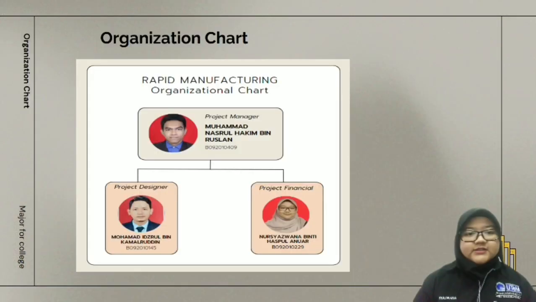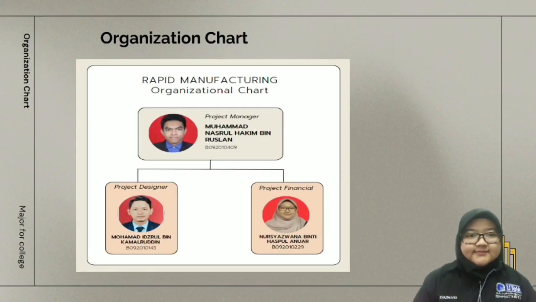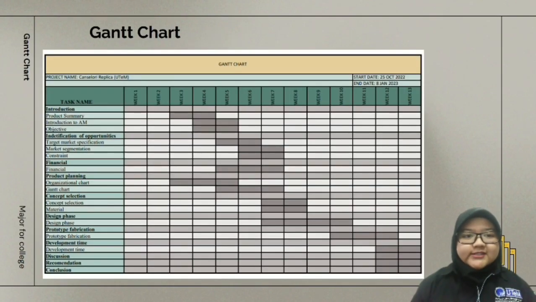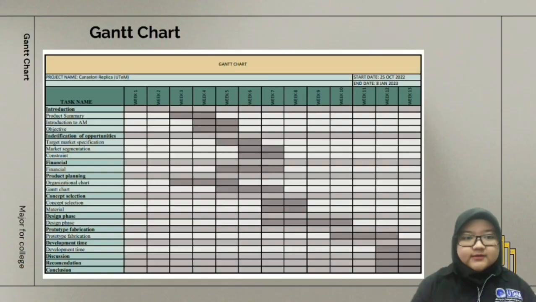Product planning. This is our organization chart. The project manager is Muhammad Nasrullah. The project designer is Muhammad Israel, and me as the project financial. For our Gantt chart, we start the project from week 3 until week 30.